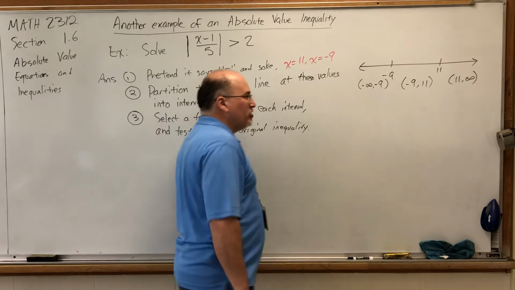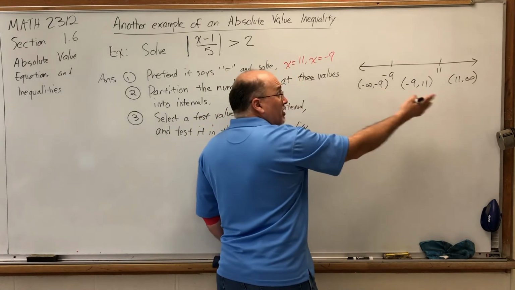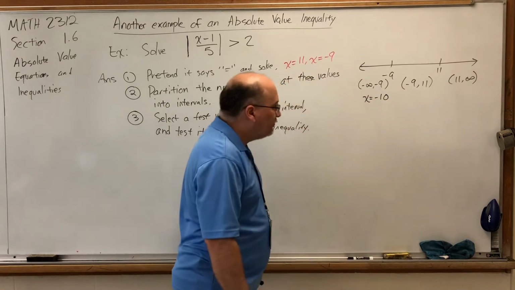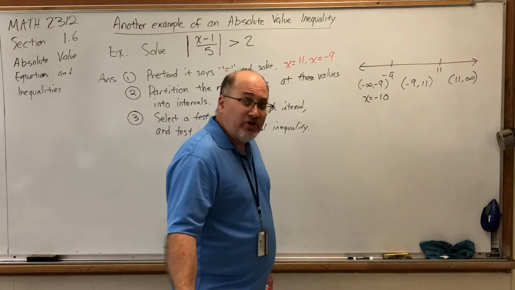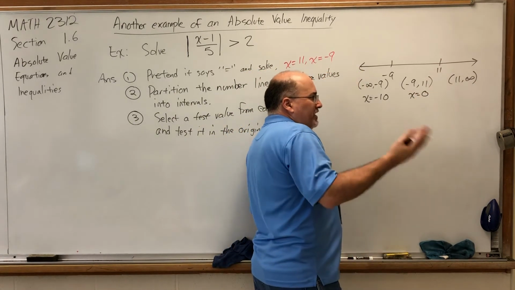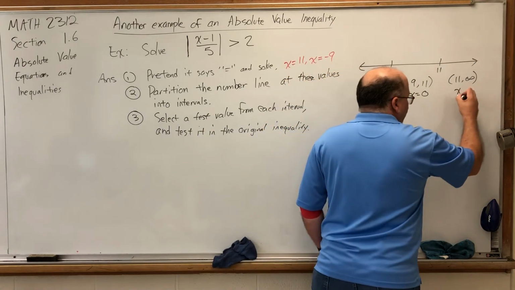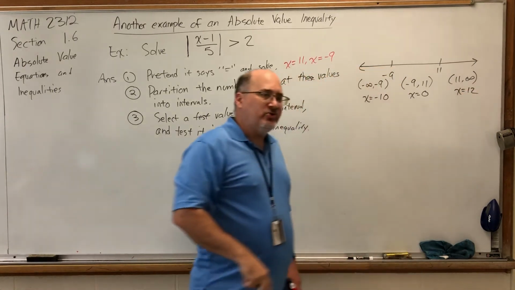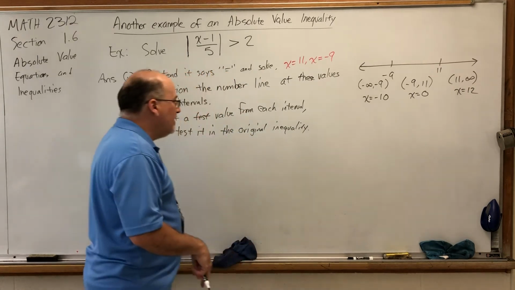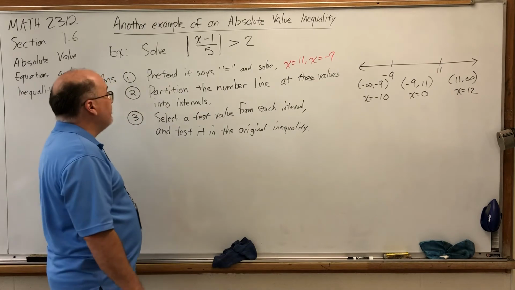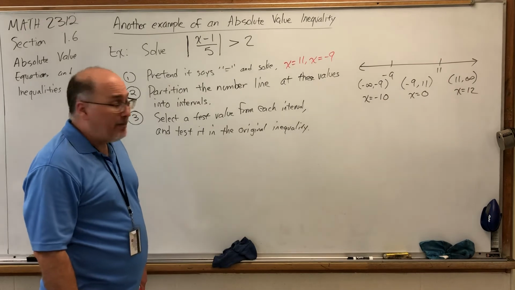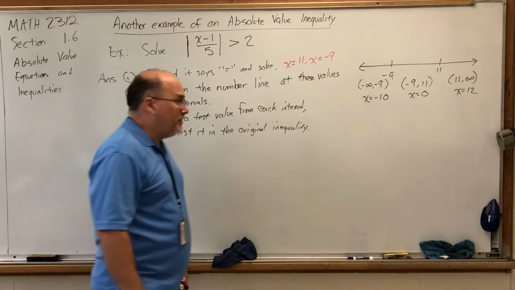For example, in this first interval, we can pick any number to the left of -9. There's no need to get fancy, we'll just choose -10. For the middle interval, any number between -9 and 11, I would choose 0. For the last interval, any number after 11, I would choose 12. Your choice of test values is irrelevant as long as they're inside the interval which they're representing. And then we test them in the original inequality. So go back to the original inequality, substitute all the values one at a time, and pass judgment on whether the statement is true or false.